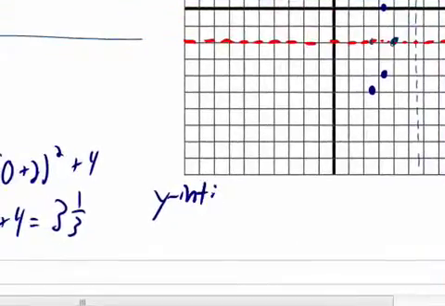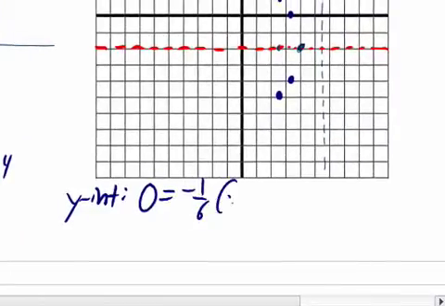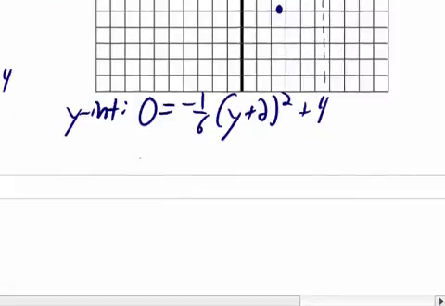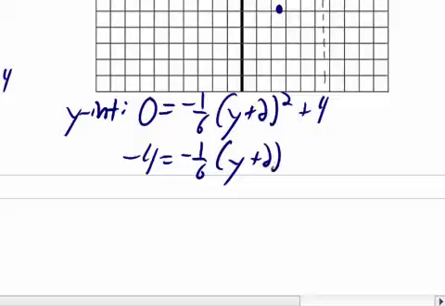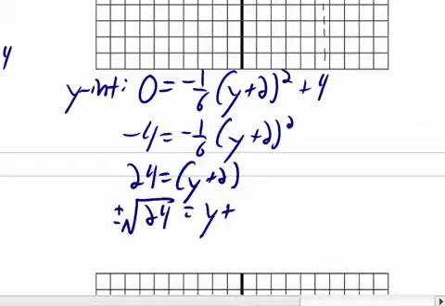So we want to find the y-intercept, and there are going to be 2 of them. Set 0 equal to x. 0 equals negative 1/6 times y plus 2 squared plus 4. Subtract 4. Multiply both sides by a negative 6. Take the plus or minus square root. You get plus or minus radical 24 is equal to y plus 2.